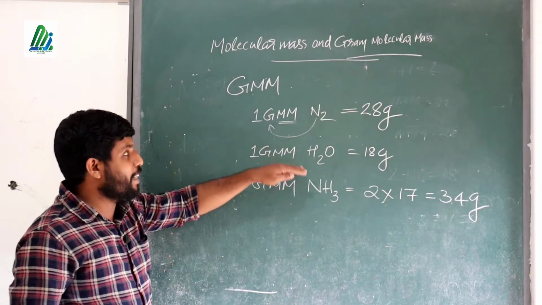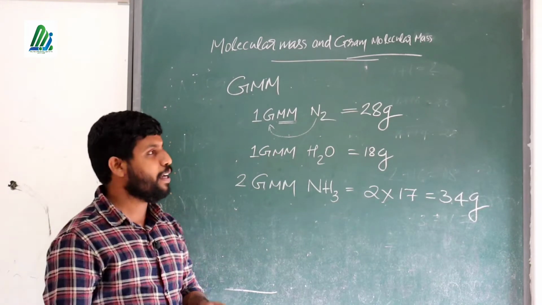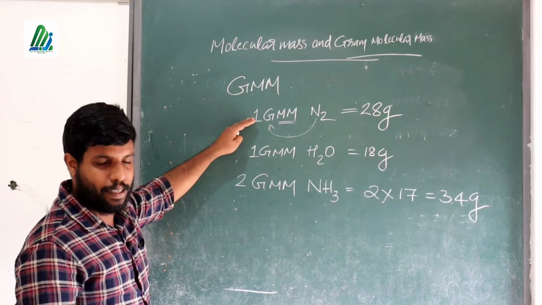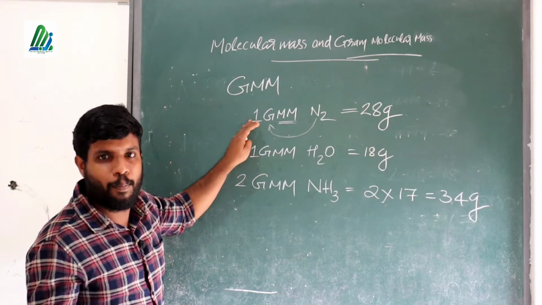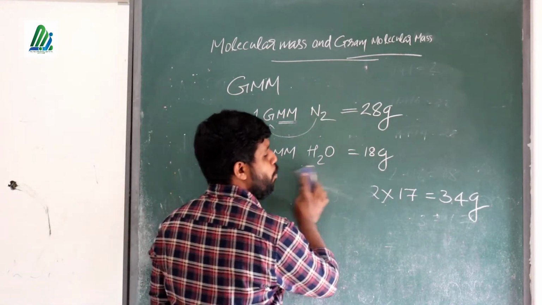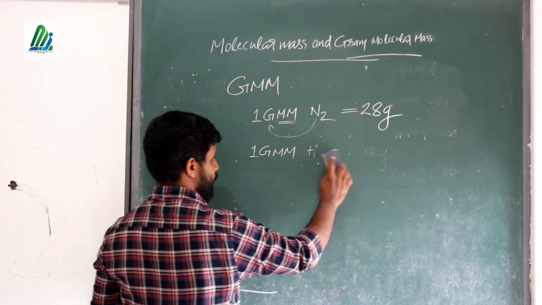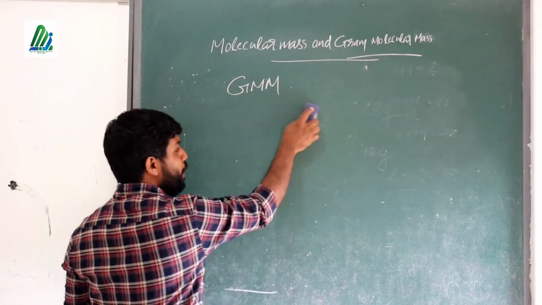So this is the thing related to the gram molecular mass. 1 gram molecular mass implies the amount of substance that is numerically equal to the molecular mass of that substance. Or you simply say, the molecular mass of a substance expressed in gram is known as 1 gram molecular mass.